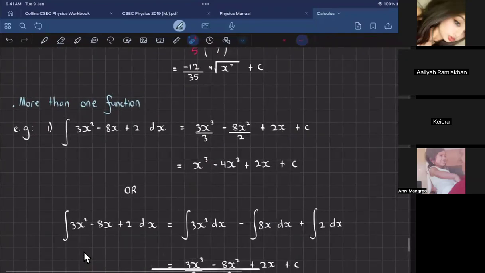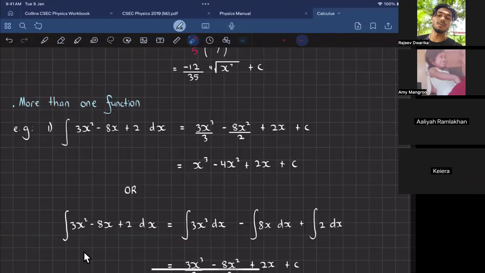So let me look at this. Earlier, in this question, you're seeing more than one term, right? You're seeing the 3x squared, you're seeing the minus 8x, you're seeing the 2. But it's the same concept. You add 1 to the power and you divide. 3x cubed over 3 minus 8x squared over 2 plus 2x. That's simple, right?